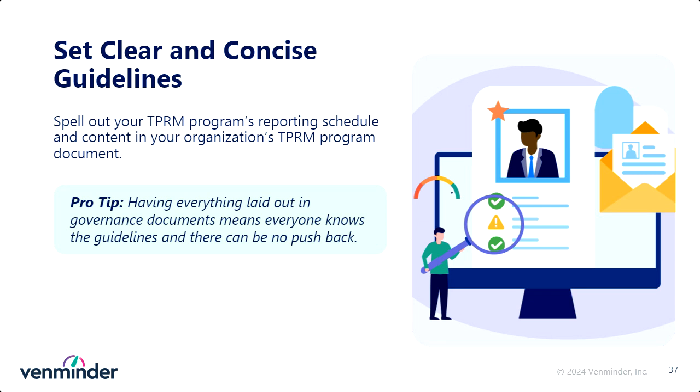So pro tip for you all, having everything laid out in governance documents means everyone knows the guidelines and there can be no pushback or gray areas, right? So with risk, you typically want to make sure that you are buttoned up, and you want to make sure you're as defined as possible, because it will help avoid any sort of issues that may arise in the future if, again, an examiner question comes up, or if it turns into a he said, she said, or an area where there's a lot of gray areas between your different constituents in your programs.